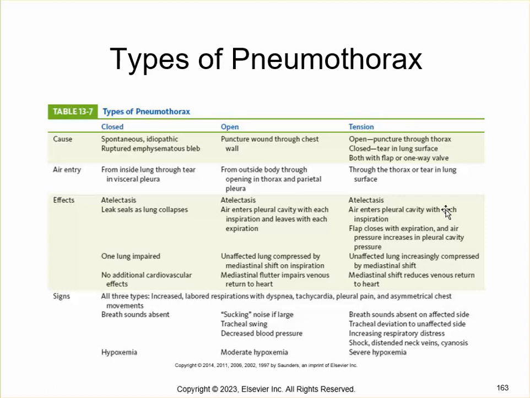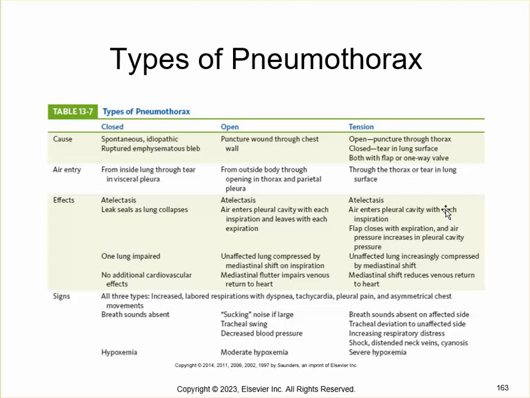What has to happen is the pressure within the collapsed side has to be equalized. The air has to be able to escape. That flap, that one-way valve, has to be opened, and that air has to escape. So we have to go from a tension pneumothorax to an open pneumothorax, kind of thing.